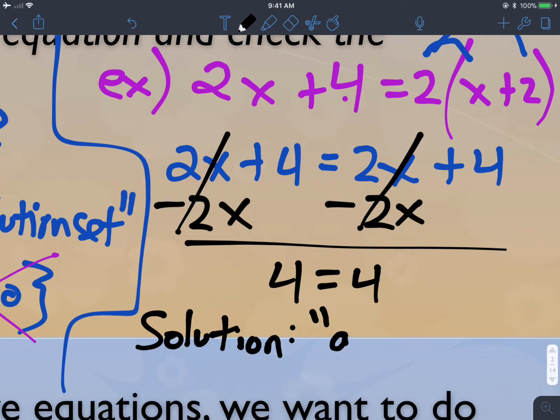So the solution here is all real numbers, which means it doesn't matter what x is. I could plug in 100 for x, and I'd get 204 equals 204. So it would still always be true, no matter what. So that's your all real numbers answer, when you get something that's equal to itself.